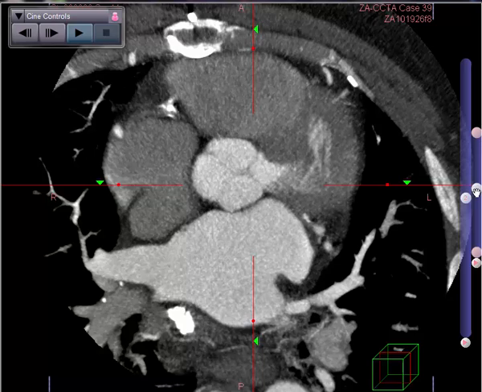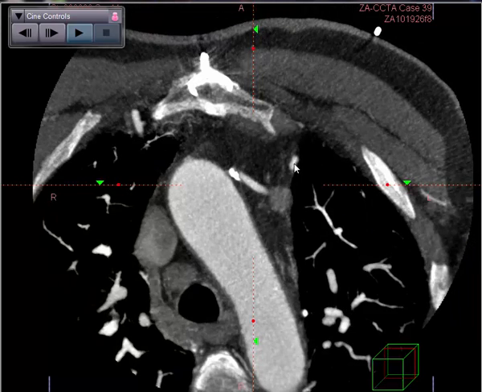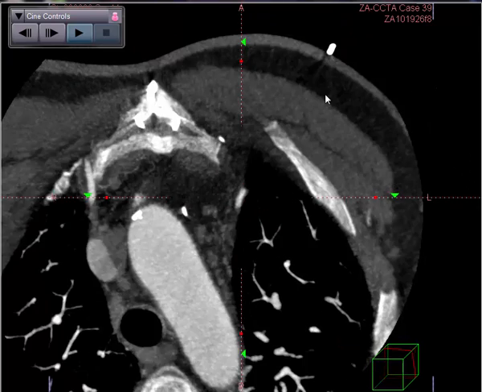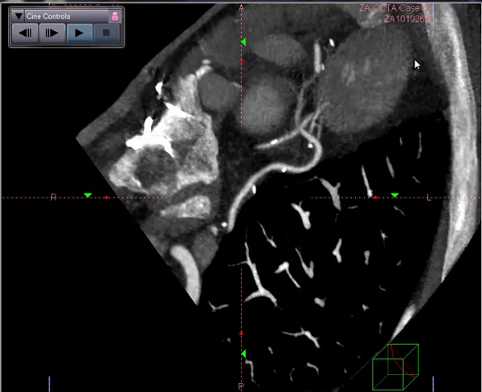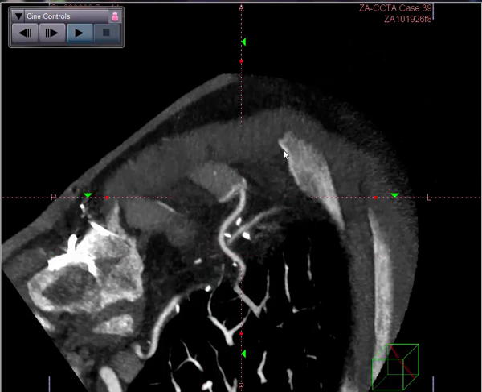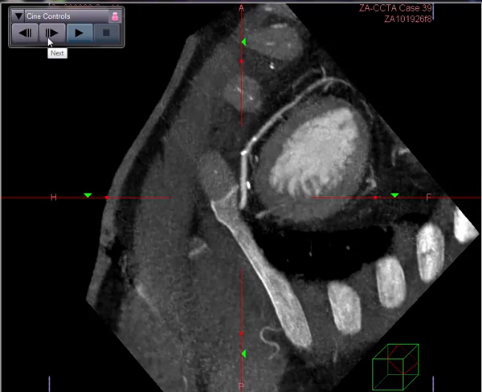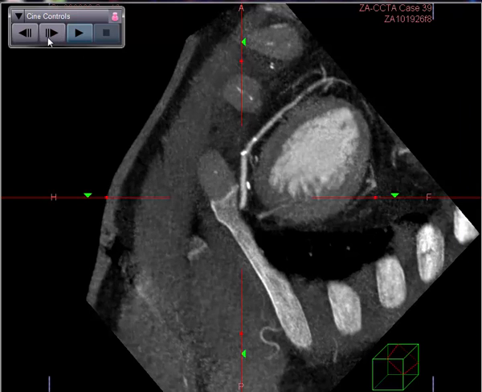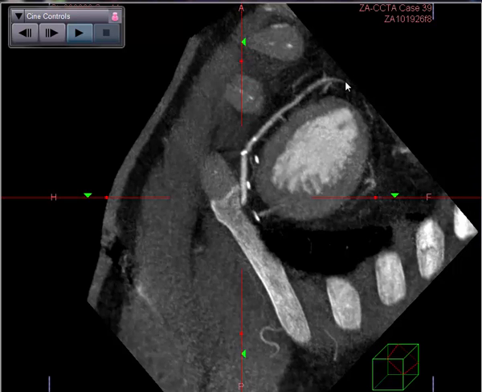Let's first of all start at the top, getting an idea of the internal mammary graft. This appears to be certainly widely patent. I can see it going down into the distal area of the left anterior descending and reasonably good flow. I do have 3 phases here for review. We can just take a look at the other 2 phases along the way here just to get a better idea, but I think this LIMA has a pretty good flow. There is some motion artifacts.